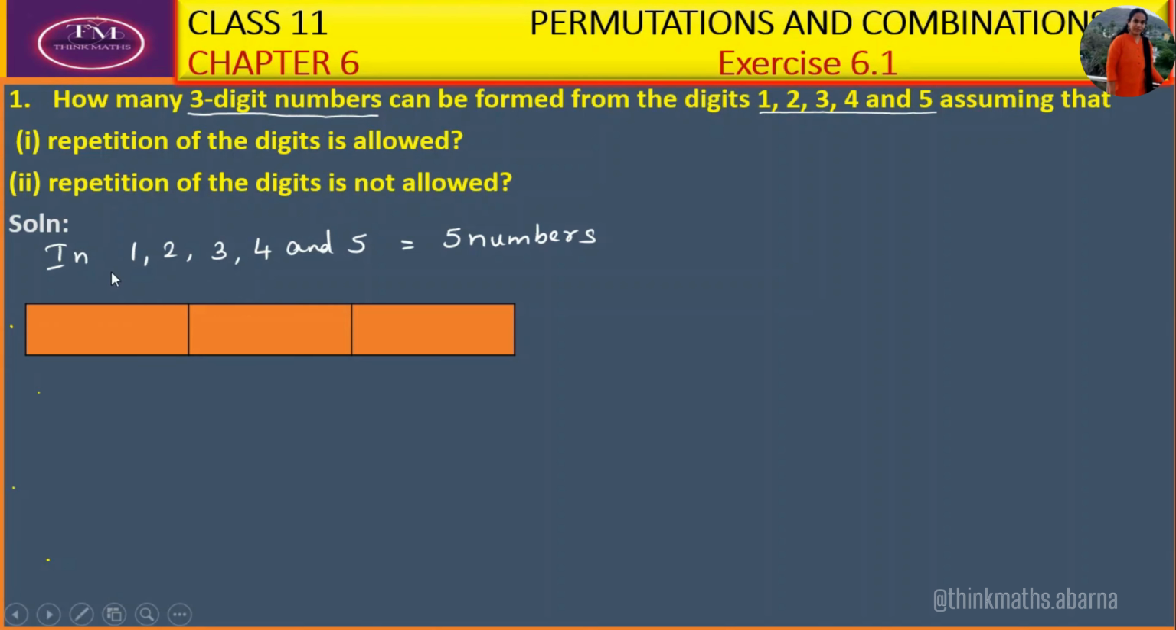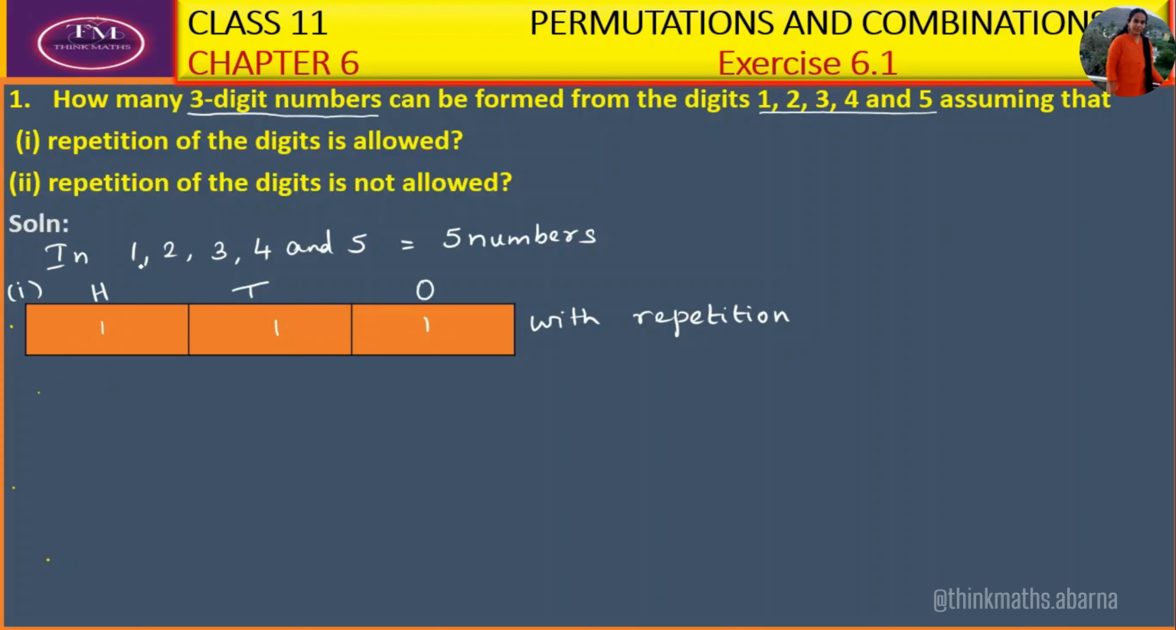The first part is with repetition. Repetition means if you fill one here, this one can also be filled here, and this one can also be filled here. For a three-digit number, we have hundreds place, tens place and ones place. So all three places can be filled with the same type of numbers.